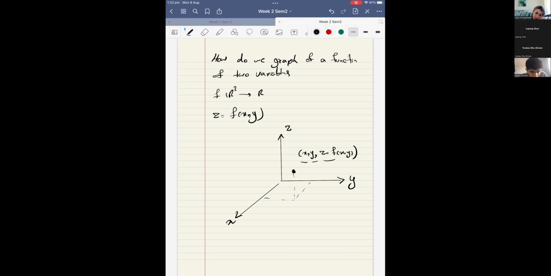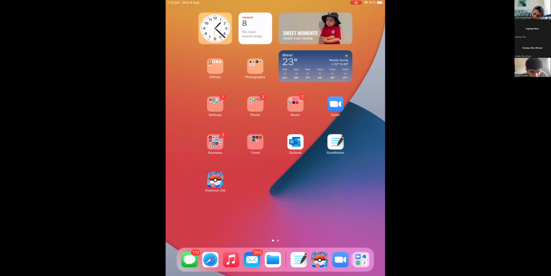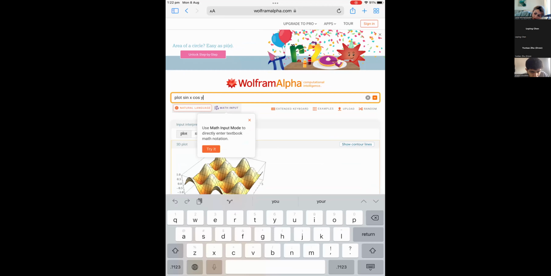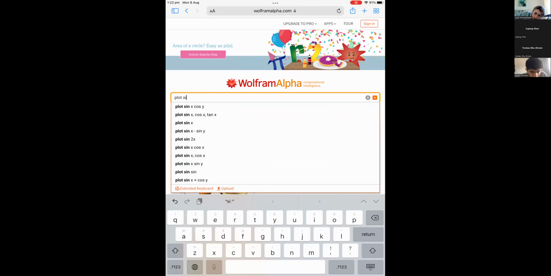Now, for example, another example. If I write f of x and y equals x squared plus y squared, let's see how it's looking. Now I use some software. Here is online software. Let's see how it's looking.